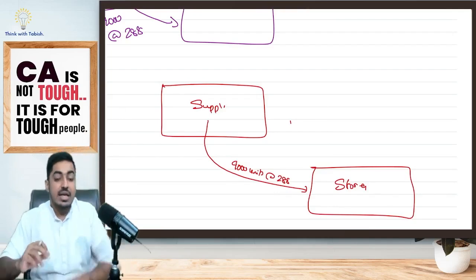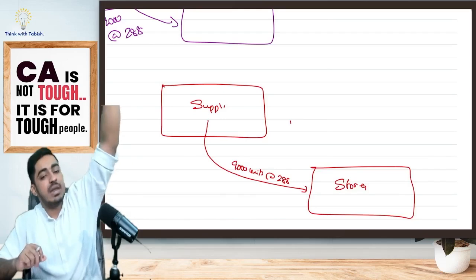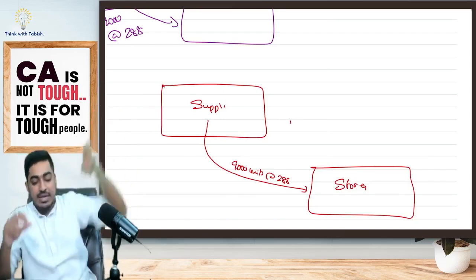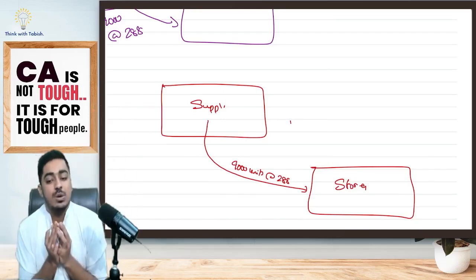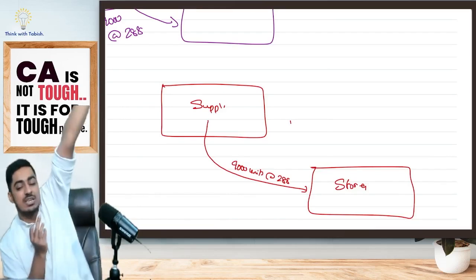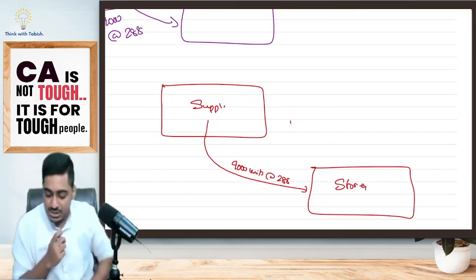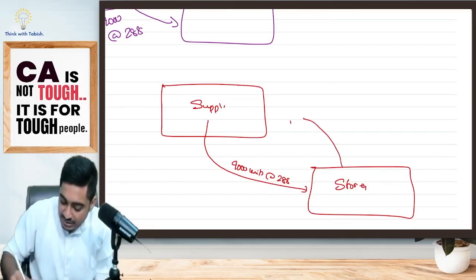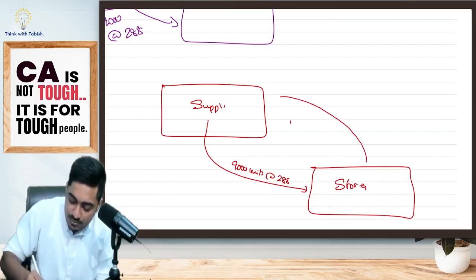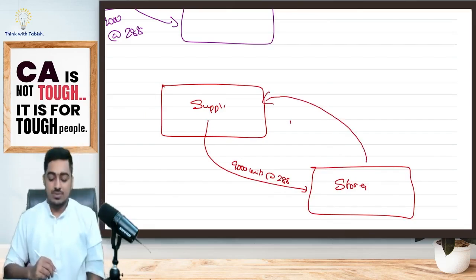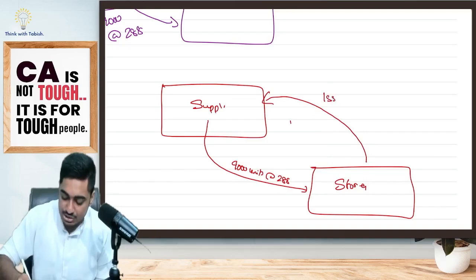September 17, returned to the supplier. That means I am having the goods. What I did, I gave it back to my supplier. I did not like the goods. I gave it back to my supplier. That means what is happening? Goods are coming into the stores or going out from the stores? Goods are going out from the stores. That means where will it come? It will come in my issue column. How much quantity it was? 700 units at the rate of 288.